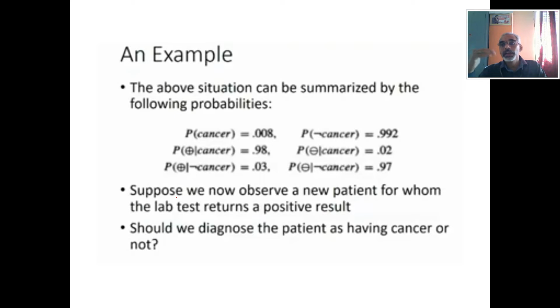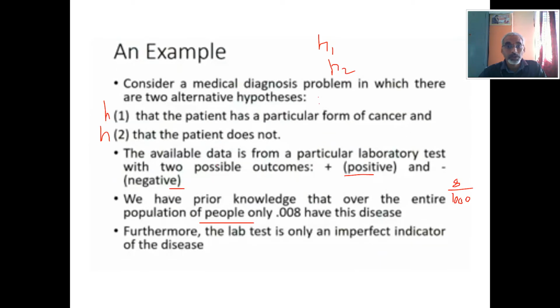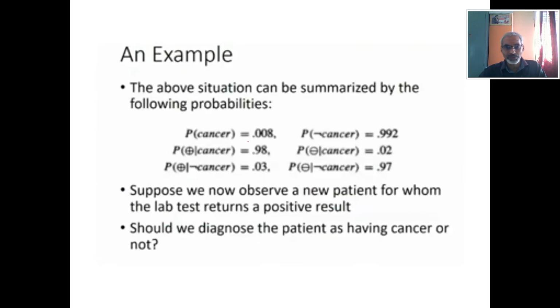Now, with this data, we will calculate some probabilities. Look into the notations carefully here. The first one, P of cancer, probability of cancer. Now, we had a prior knowledge which says that out of 1,000 people, 8 are having the cancer. You look here, this data is given in our problem. It is given here. Over the entire population of people, only 0.008 have the disease. So, probability of cancer is how much?